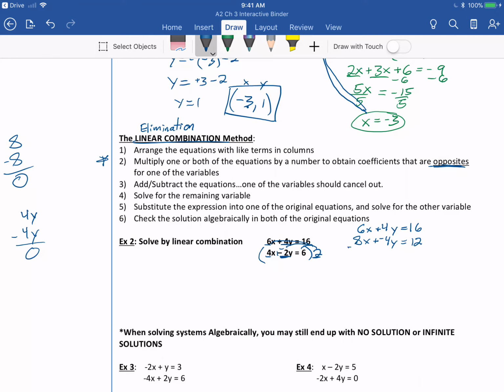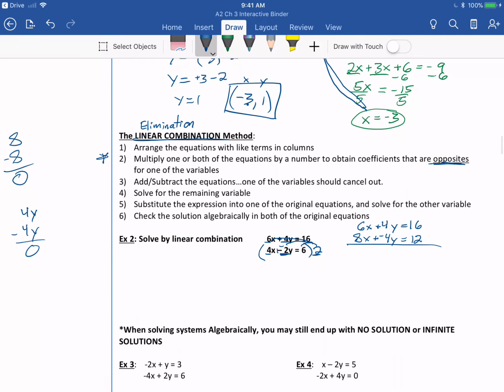Awesome. Now let's add these straight down. That's number 3, it says add. I don't really like to subtract. I like to get opposites and then add. So when I add these straight down, 6x and 8x is 14x. But now I notice that 4y and negative 4y go away. That makes 0. I eliminated the y.